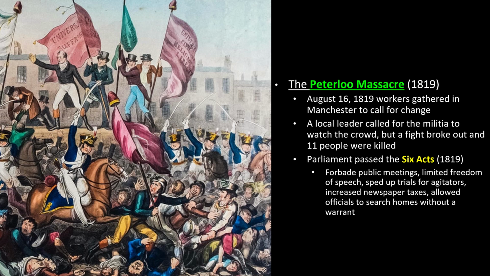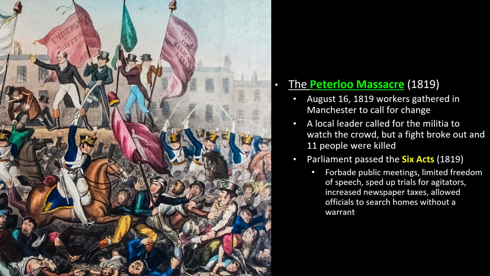From now on, we're going to censor the press. Press, you can't write things like, we need to reform Parliament. That's dangerous. So they censored the freedom of speech. Another thing they did was they sped up trials for agitators. An agitator is a troublemaker, right? So if somebody's out there causing problems and calling for change, well, you know what? He's going to get a fast trial. We're going to get that guy in prison as quick as we can.